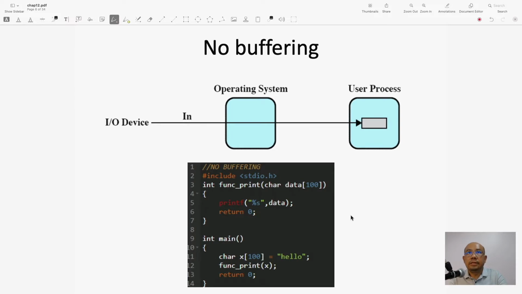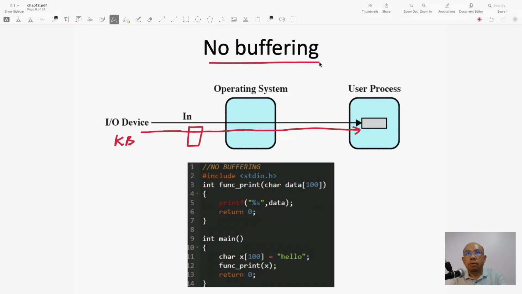Here in this picture, I show a no-buffering system, where data is sent from the I/O, for example from the keyboard. When you press a key, the data from the keyboard is sent directly to the operating system, bypassing the hardware, for example the motherboard and I/O device, passing directly to the operating system and to your application. This is the no-buffering system.